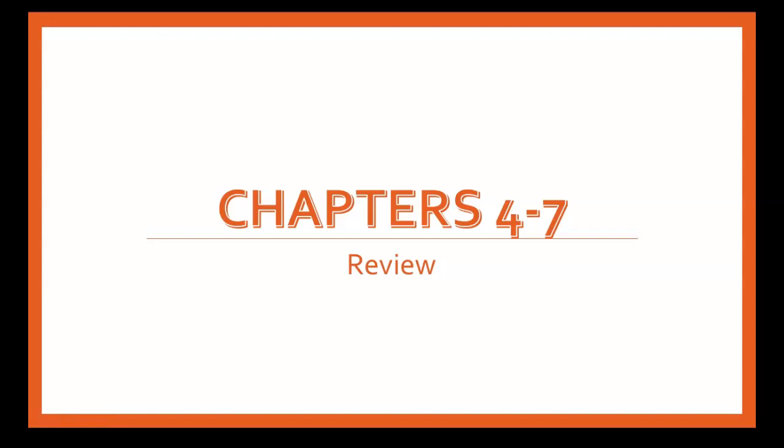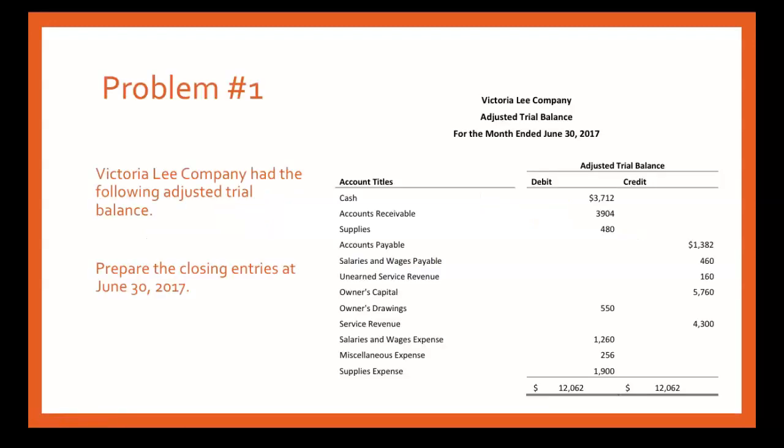Let's review chapters 4 through 7. So this first problem says Victoria Lee Company had the following adjusted trial balance, and then we need to prepare the closing entries. So we're given our adjusted trial balance and we need to go through the closing entry process.